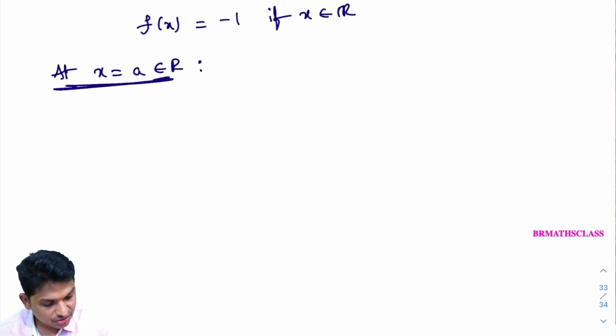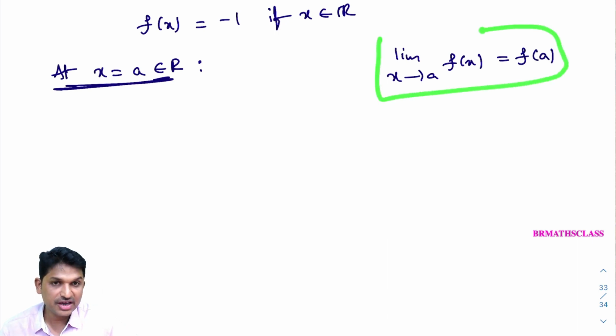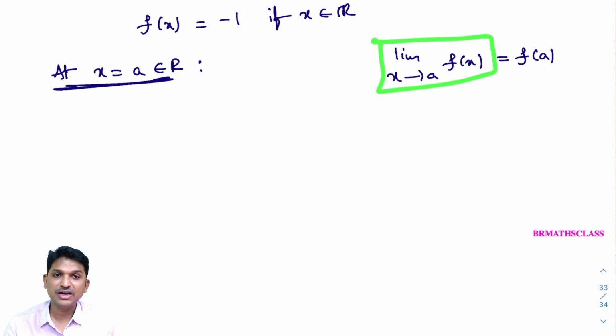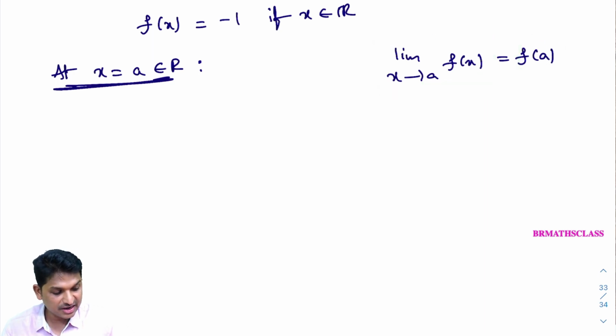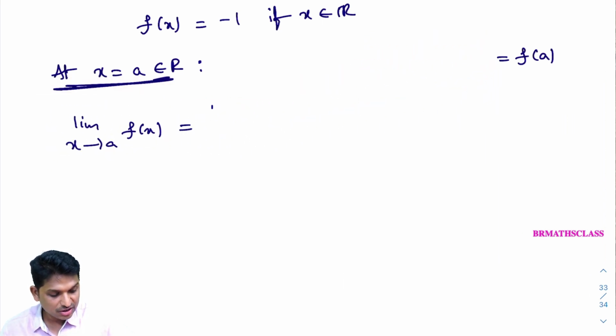This is the function. So first thing, what is the hero of this story? Limit x approaches a, f of x equal to f of a. Then I say that this function is continuous at x equal to a. So first I'll calculate this one. Next I'll calculate this one. If both are equal, then I can say that this function is continuous at x equal to a. First calculate this one, limit x approaches a.